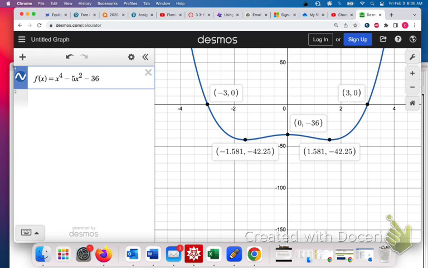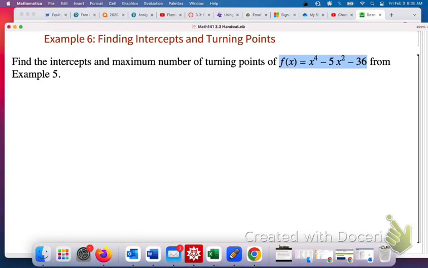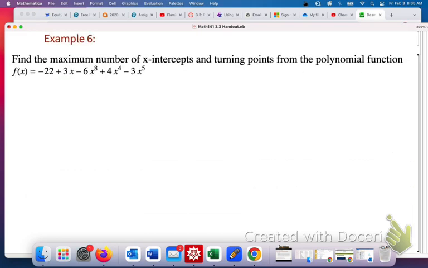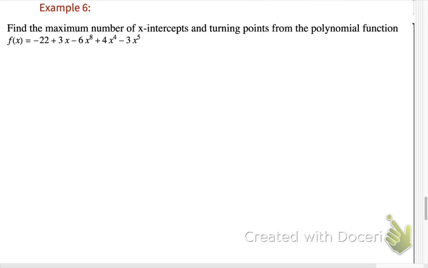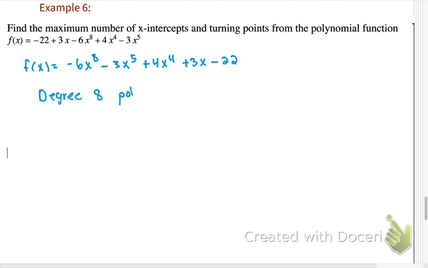than 4 x-intercepts. Okay, so continuing onward, say I want to find the maximum number of x-intercepts and turning points again from this polynomial function. Now you might want to put this in the general form first, where we put it in decreasing power order. So we could rearrange terms with -6x to the 8th being first, -3x to the 5th being second, 4x to the 4th being third, and there's a plus 3x and a minus 22. Now this is a degree 8 polynomial.